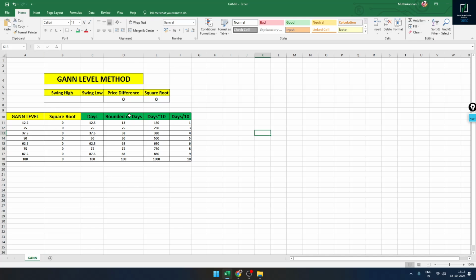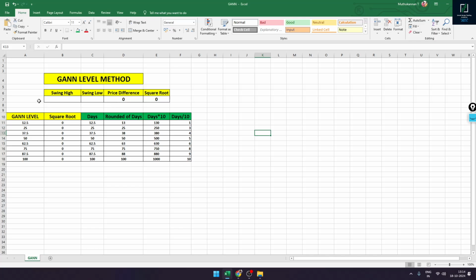This is my interpretation. I made this Excel based on my understanding of Gann, not Gann's understanding. It may be wrong, it may be right, but I'm going to give you the idea. You can use your own idea, or you can interpret this. You can create your own strategy also based on this. The idea is very simple here.